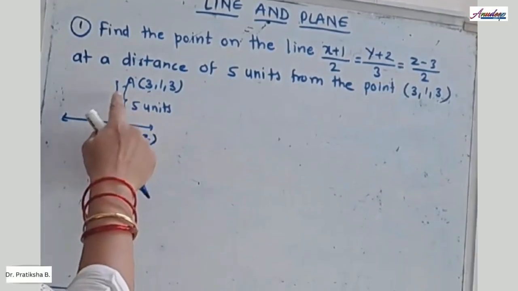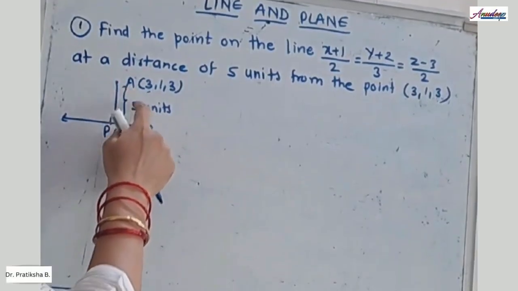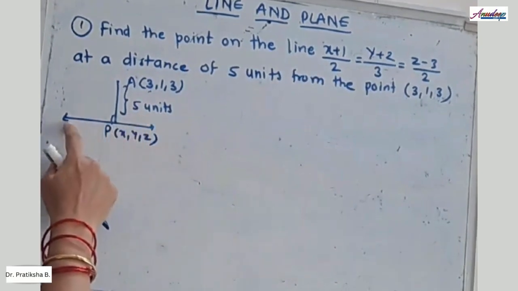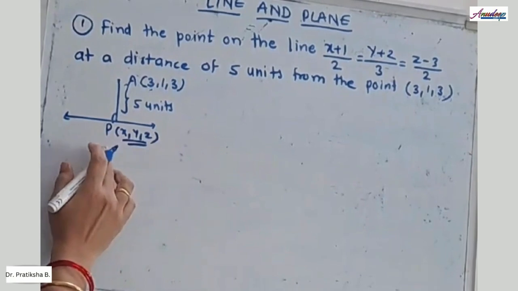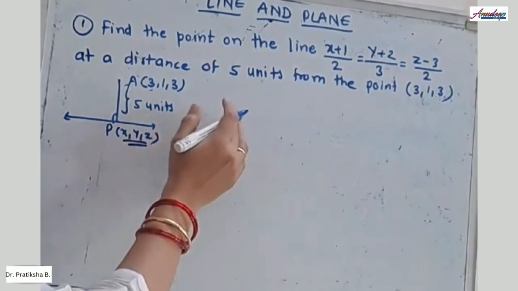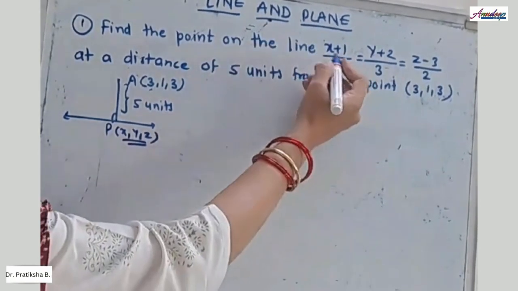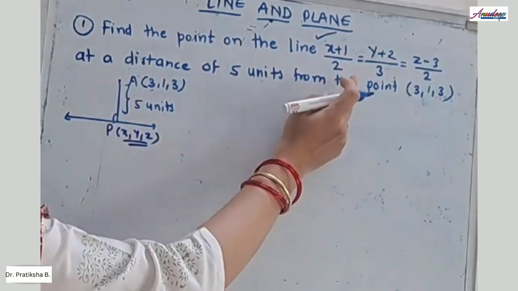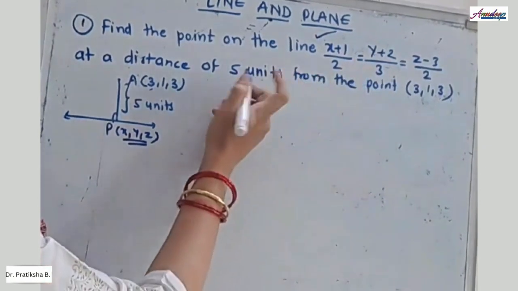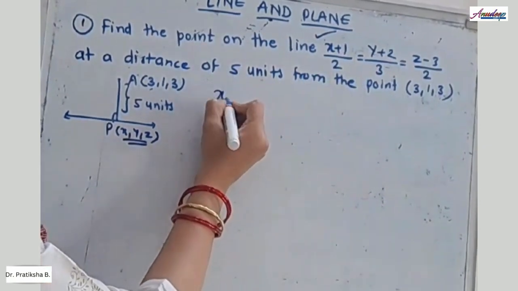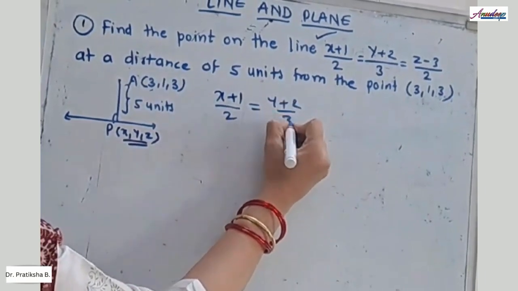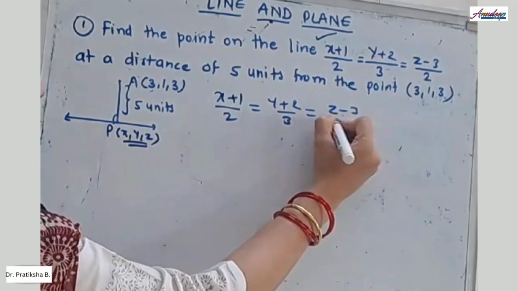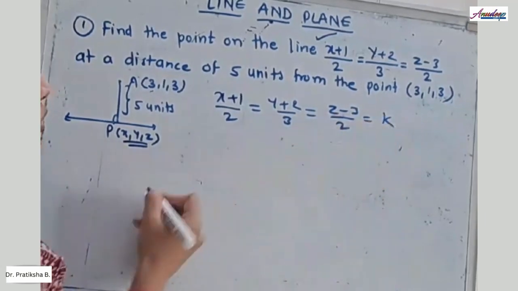We have been given that A is a point which is at a distance of 5 units from the point P which is on the line, and we need to work out the coordinates x, y, z. Let us assume this is the equation of the line given in coordinate form, so it is (x plus 1) upon 2, and so on, up to (z minus 3) upon 2. Let me call it equal to k.